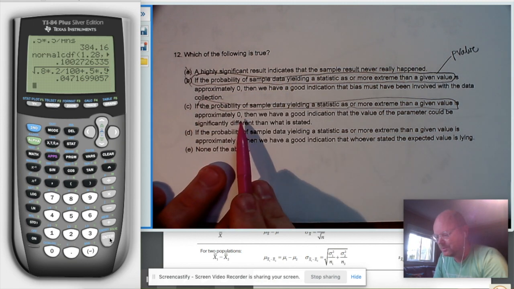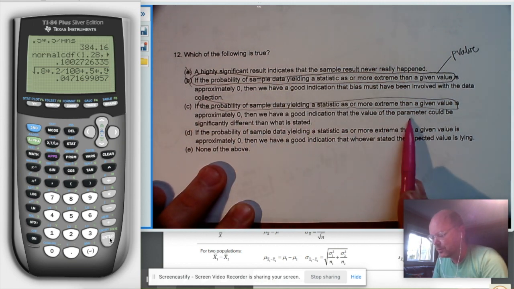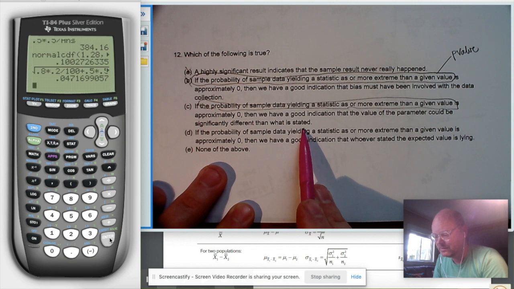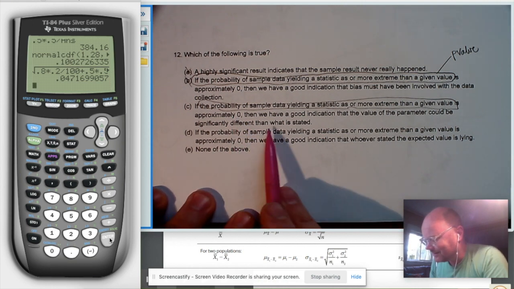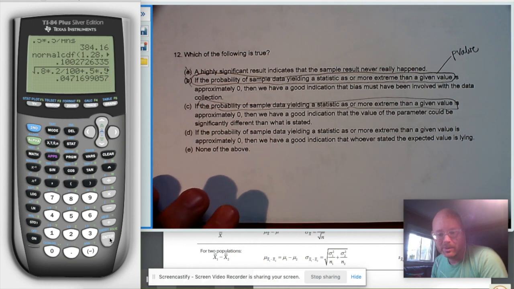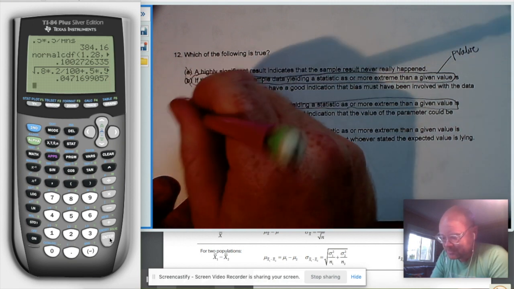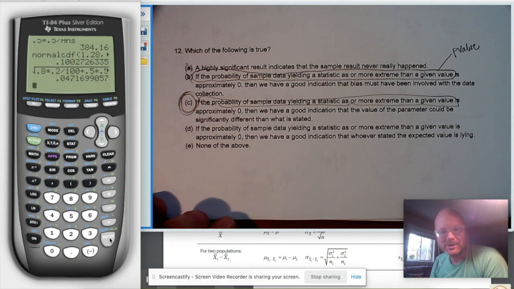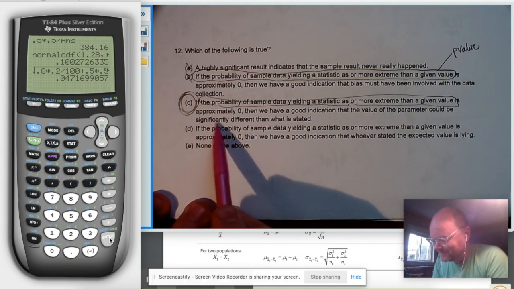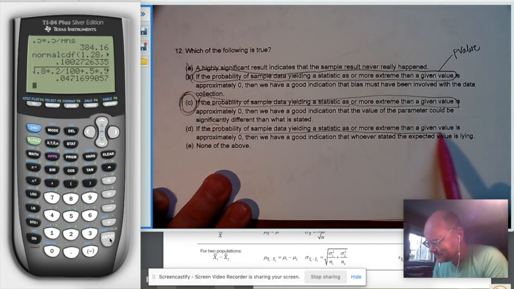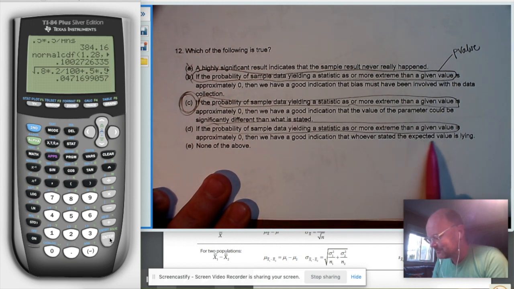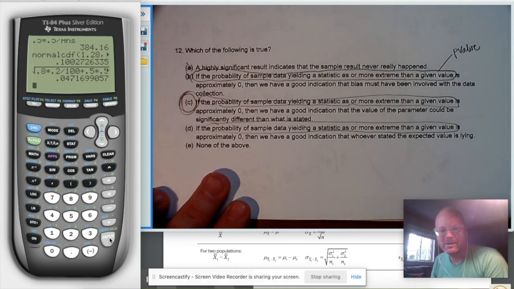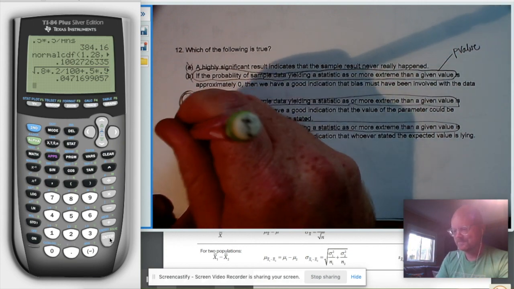If the p-value is close to 0, then do we have good indication that the value of the parameter could be significantly different than what's stated? Yeah, that's what the p-value means, right? If we get a really low probability, then that's telling me that maybe the parameter we're testing in the null hypothesis is wrong. So I'm already feeling C is probably the answer, but let's check out D. If the p-value is approximately 0, then we have good indication that whoever stated the expected value is lying. Well, they might not be lying. No. Yeah, it's definitely C.